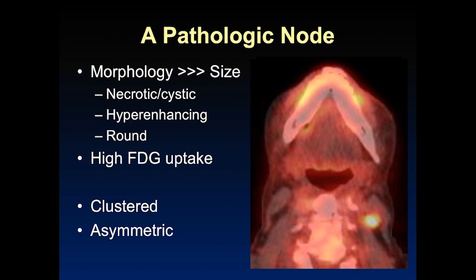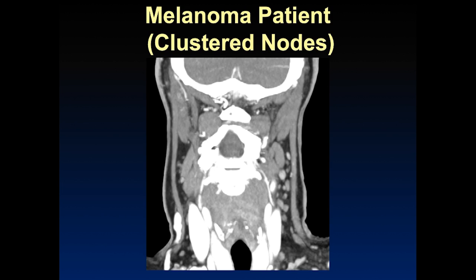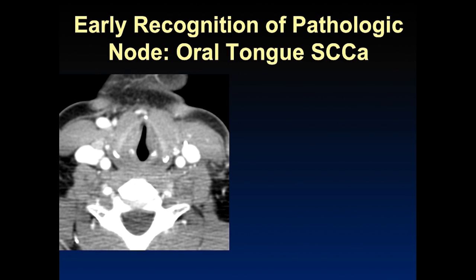Nodes which are clustered or asymmetric can also be pathologic. These are a little bit harder sometimes to appreciate because it requires you to potentially, for example, look at a coronal image. This is a melanoma patient, and if you look at the left neck, you can appreciate a number of level 3 and level 4 lymph nodes that are clustered and asymmetric when compared to the contralateral side, and these are all indeed melanoma mets.